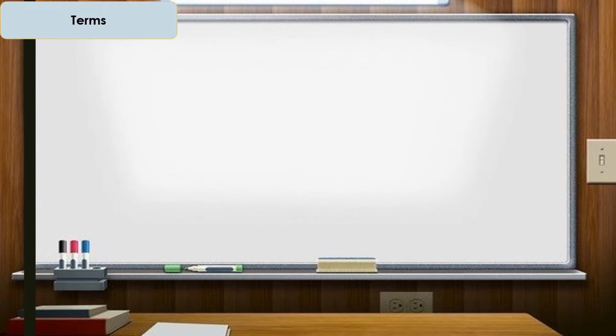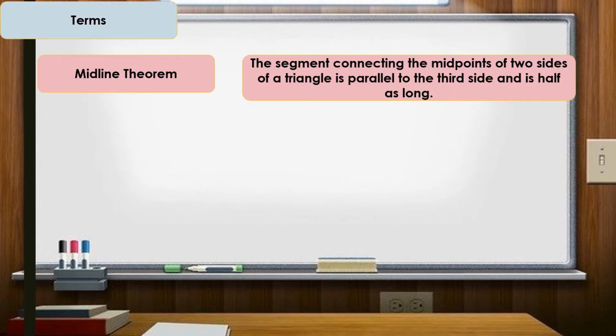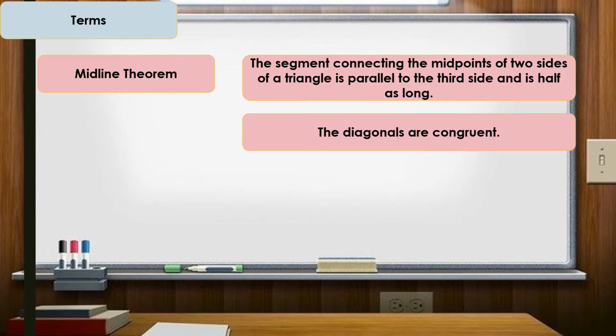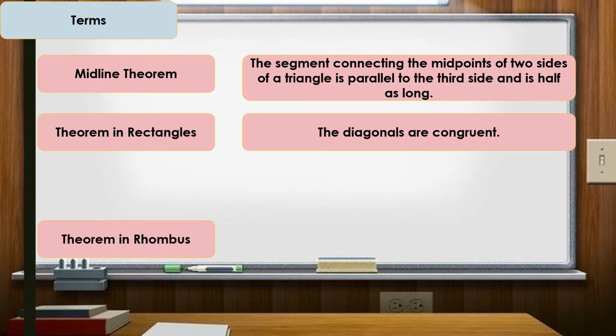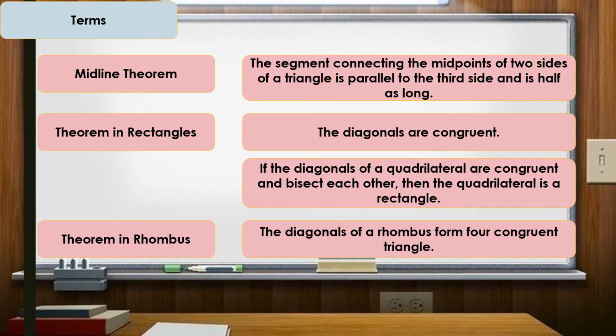So these are the terms that we need to consider. Midline theorem: the segment connecting the midpoints of two sides of a triangle is parallel to the third side and is half as long. So the diagonals are congruent. These are theorems in rectangles. If the diagonals of a quadrilateral are congruent and bisect each other, then the quadrilateral is a rectangle.